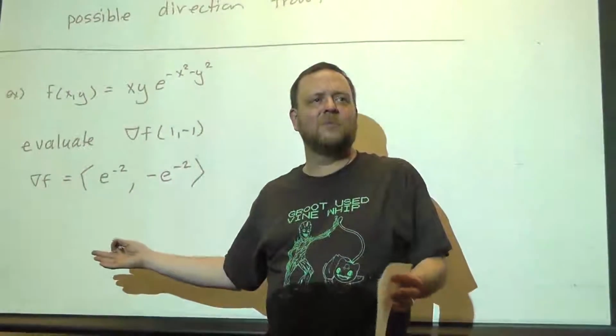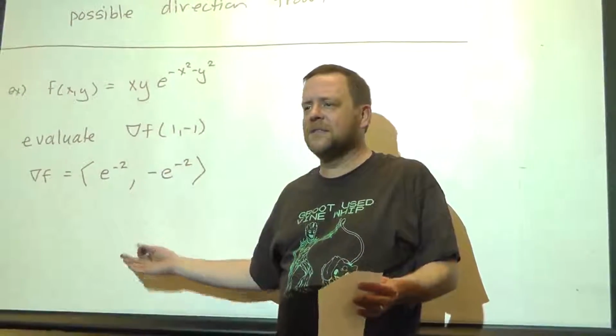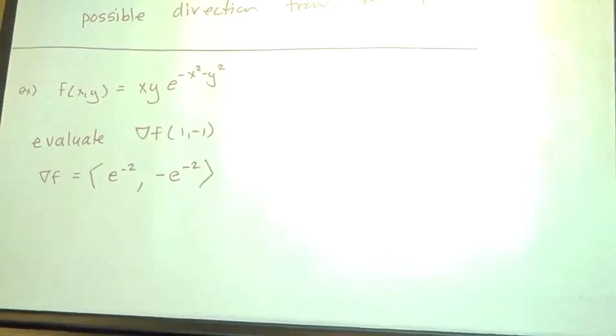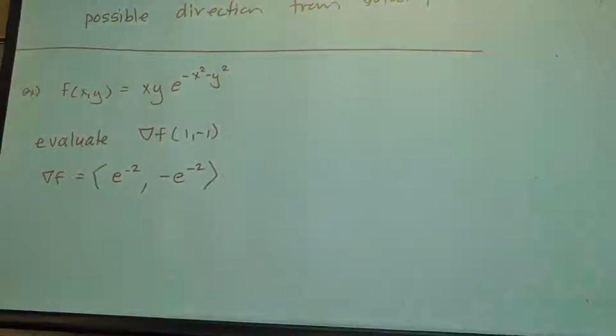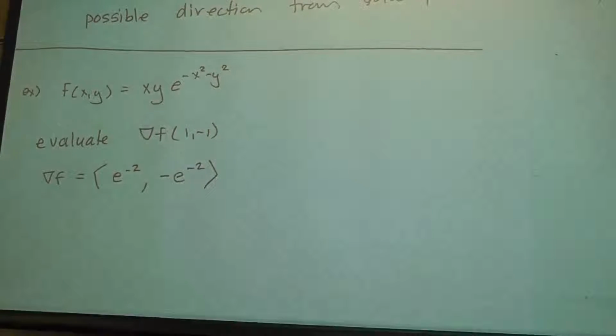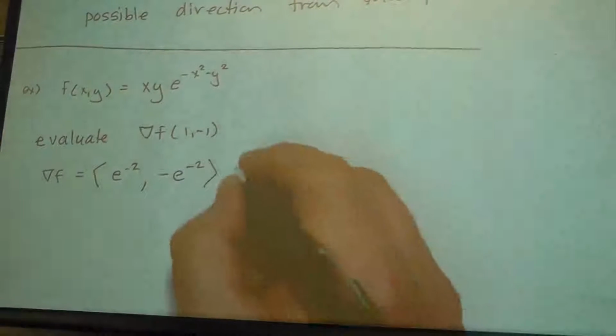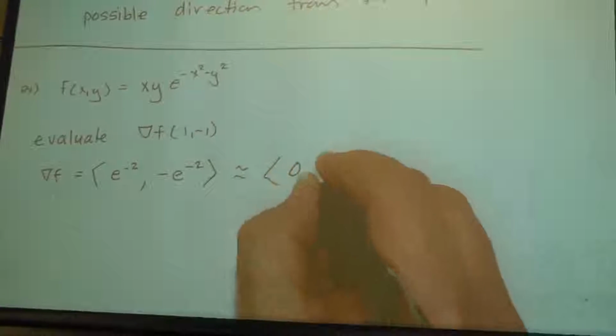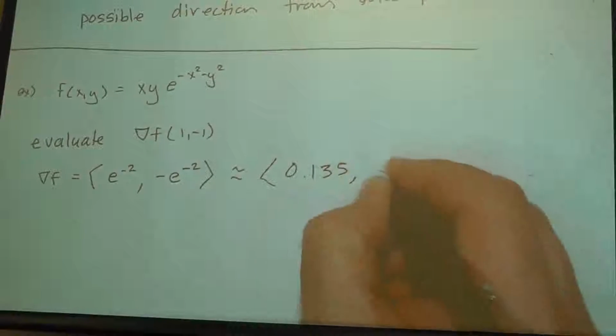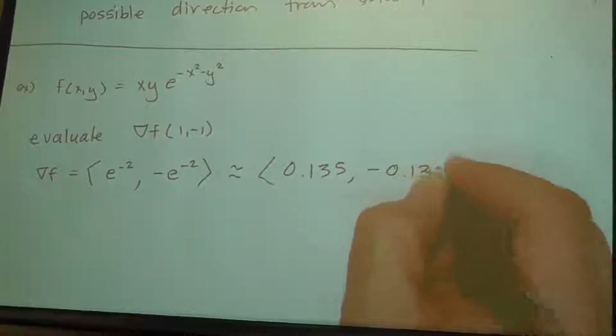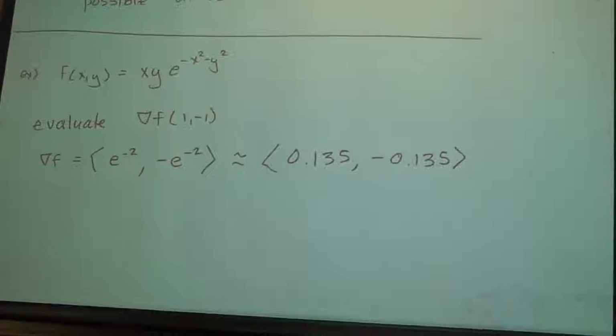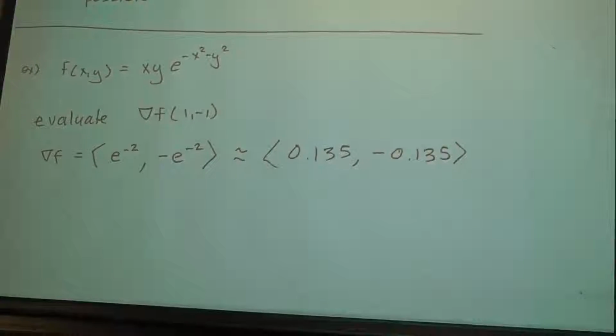What's that? I've got a calculator, I think. 0.135. How's that? Okay, so 0.135-ish. So this is approximately 0.135 for i, comma, negative 0.135 for j.